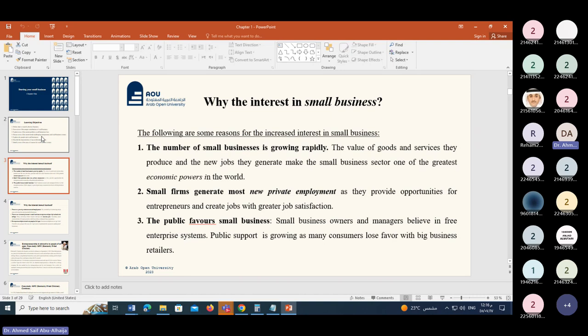Also, number two, small firms generate most new private employment. Again, this is the point already mentioned about the jobs that you can offer to the people, to the employees, right? Three, the public favors small businesses.